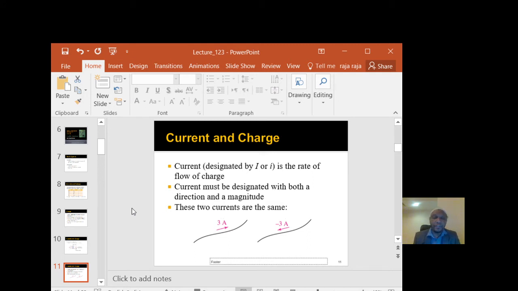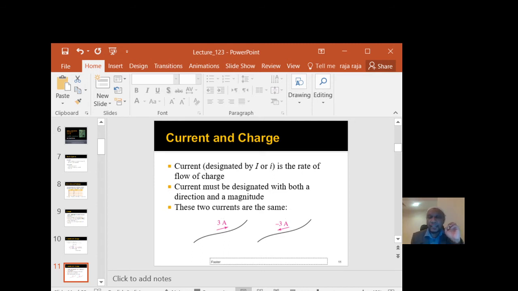For this slide, they give you two figures. One is 3 ampere, with the direction of the current flow given. The other is minus 3 ampere, with the direction given opposite. The current, designated by I or small i, is the rate of flow of charge. Current must be designated with both a direction and a magnitude. So keep this point with you.